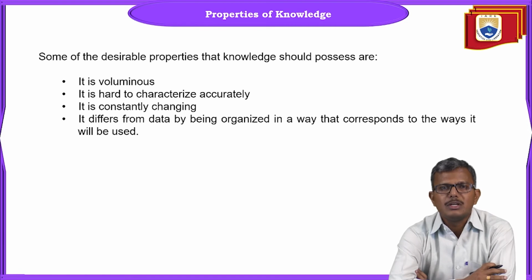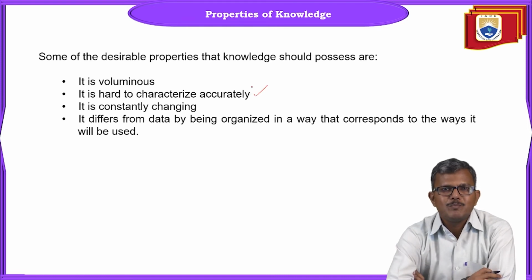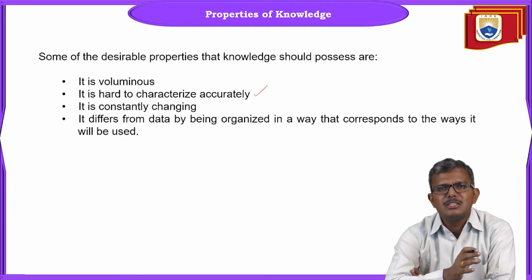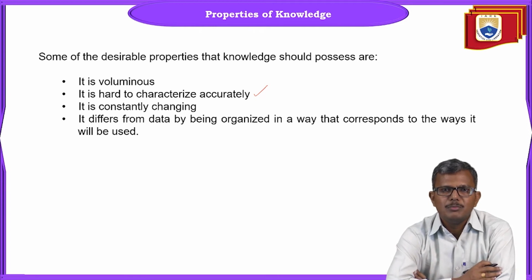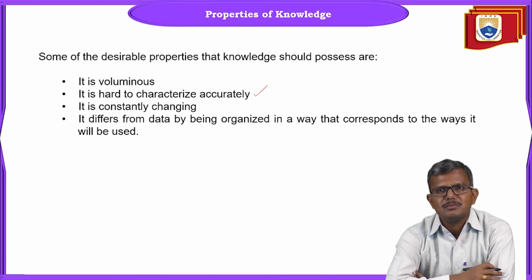The knowledge is of huge quantity. Once it is huge, it will be very difficult to characterize accurately. See, in a particular scenario, if only 10 objects are involved, it will be very easy to identify the 10 objects and to represent the relationships between them. But what happens if the number of objects involved is very high? Of course, we can do it, but it is going to take some time. Here, the size of the knowledge is not small, and when the size is very high, it will be very difficult to characterize.